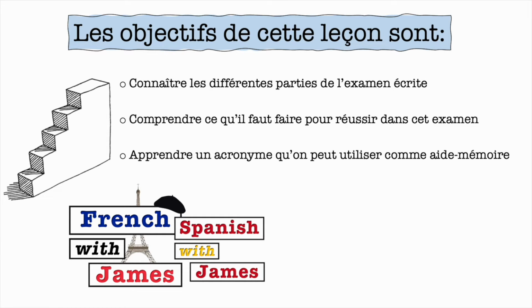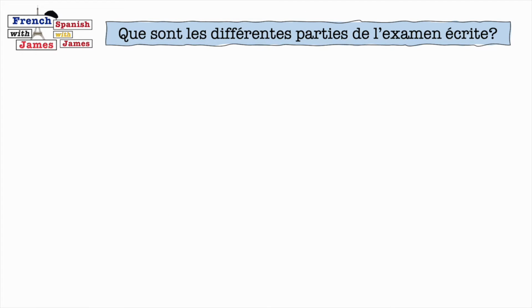The objectives of this lesson are to get to know the different parts of the written exam, to understand what one must do to succeed in this exam, and also to learn an acronym that we can use as an aide-mémoire, a bit of a memory aid, to help us remember the criteria for success when we're in the exam. What are the different parts of the written exam?